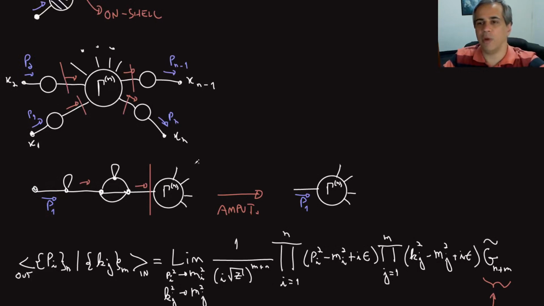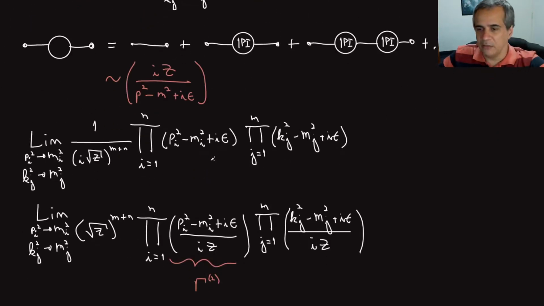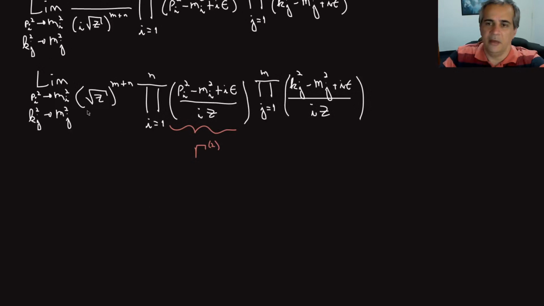Removing the full propagator from the external legs. And then the problem is gone, right? I have finally this useful relation, which is, again, another version of that practical LSZ reduction formula I started with.